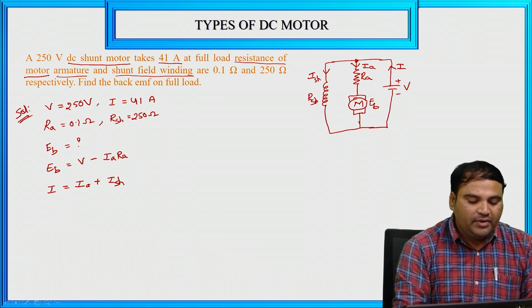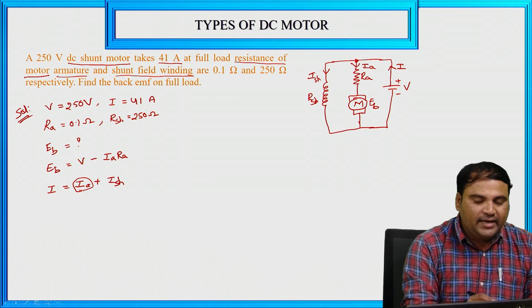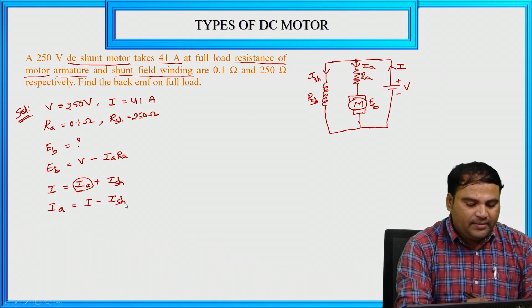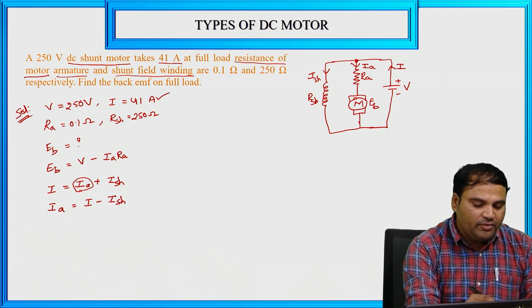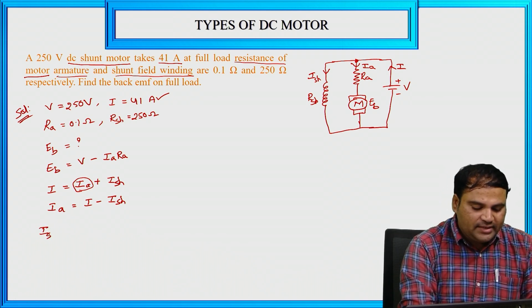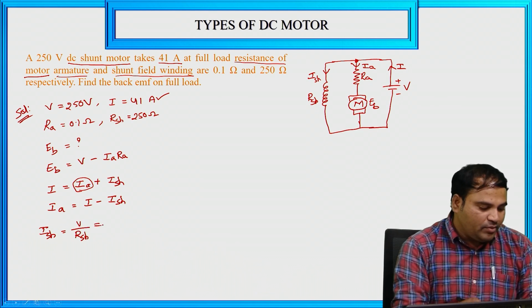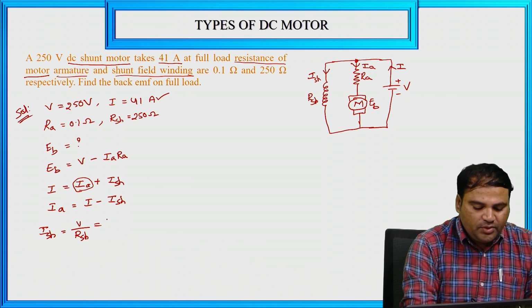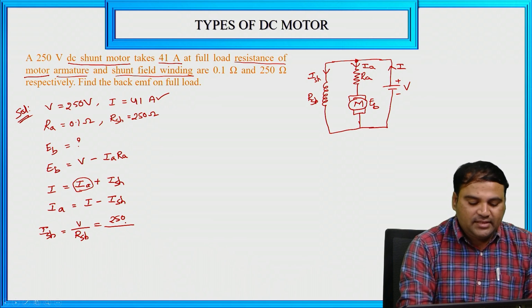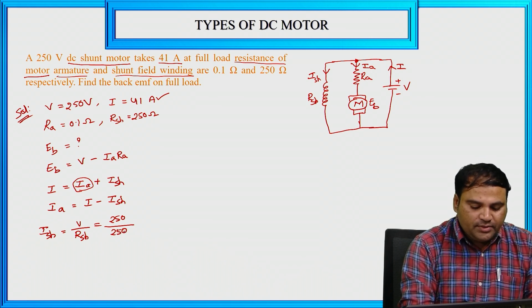So here we have to calculate this armature current IA, where IA equal to I minus ISH. So already we are having the total current, that is 41 ampere. Now we have to find out the ISH value. So the formula of ISH is V divided by RSH, that is equal to, so the total voltage is 250 volts divided by shunt field resistance RSH is 250 ohms. So these two get cancelled, we will get 1 amperes.